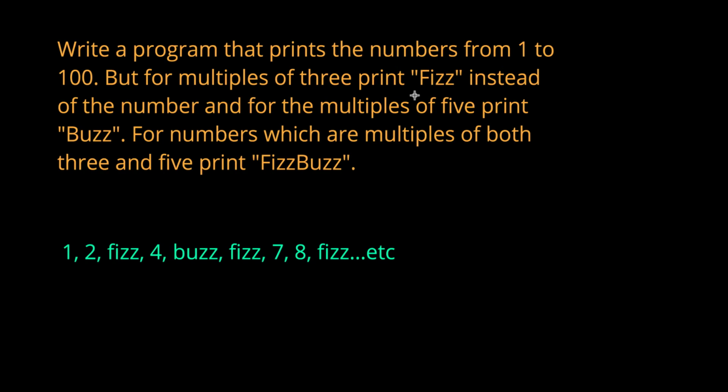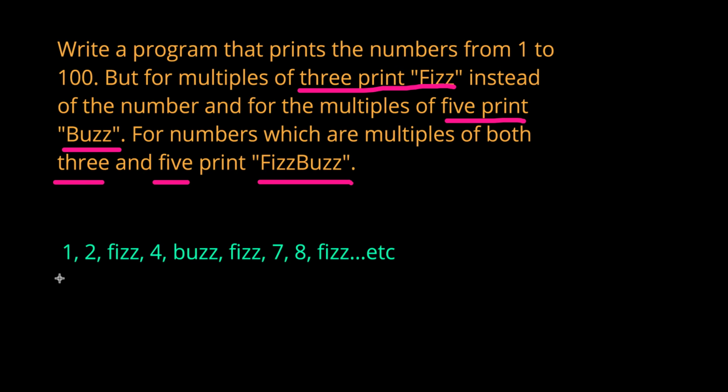It's called FizzBuzz. So the general idea of the question is, all you have to do is print out the numbers from 1 to 100. However, there's a bit of a twist on it. For multiples of 3, instead of printing the number, you would print fizz. For multiples of 5, instead of printing the number, you would print buzz. And for numbers which are multiples of both 3 and 5, you would print fizz buzz.